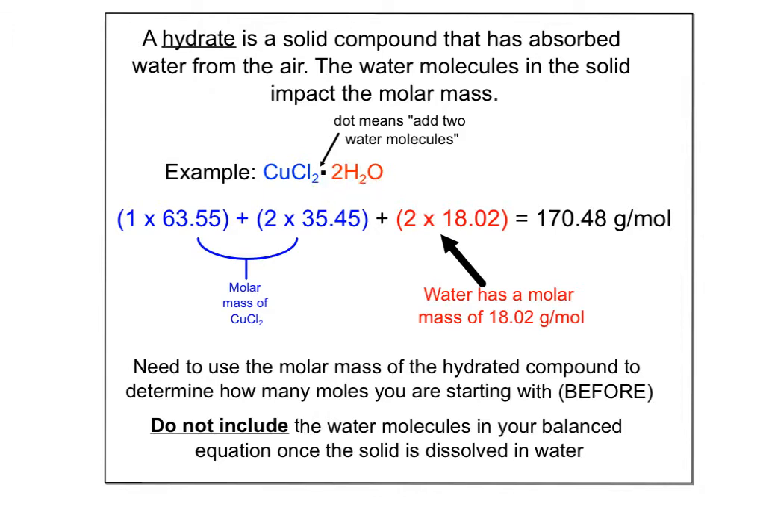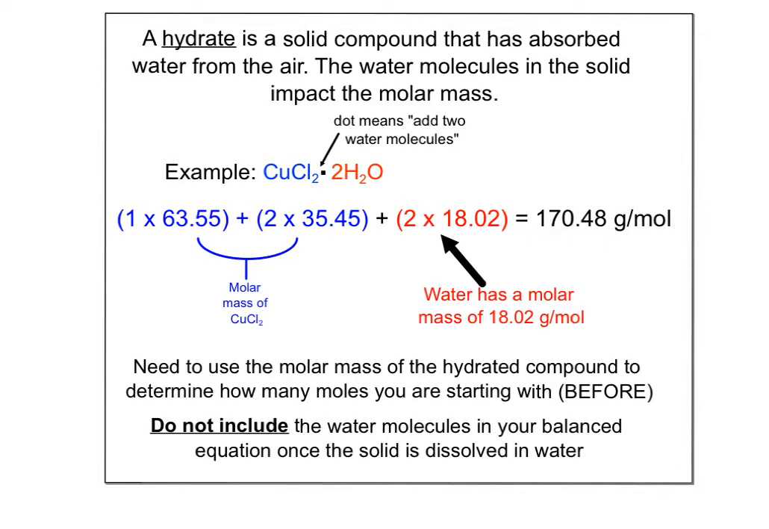So here's how we find the molar mass. First, we find the molar mass of CuCl2, so 1 copper plus 2 times the mass of chlorine. And then we add water. Water has a molar mass of 18.02, and there are 2 water molecules. So notice that is being added even though there's a dot right there. Dot is not multiplied in this class. So that's how we got the molar mass of 170.48 grams per mole.